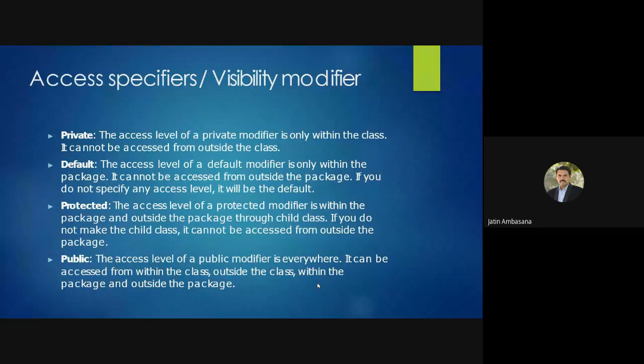So basically there are four types right now. One is private, another is default, protected, and public. See, this increases the scope. Private means that the members are only accessible within the class. That's private. It cannot be accessed from outside the class.